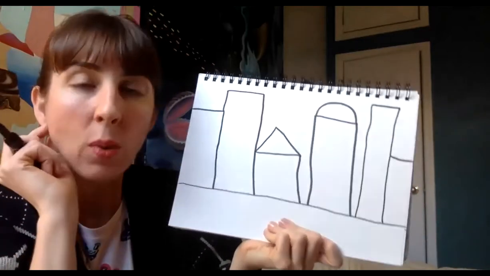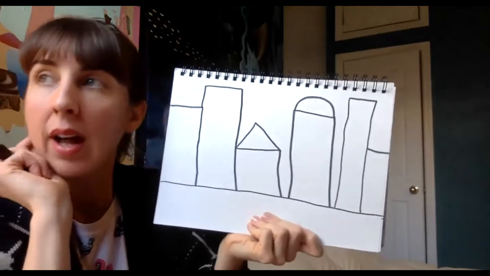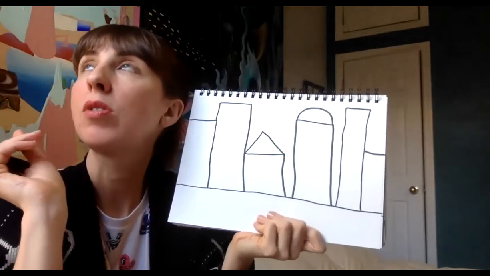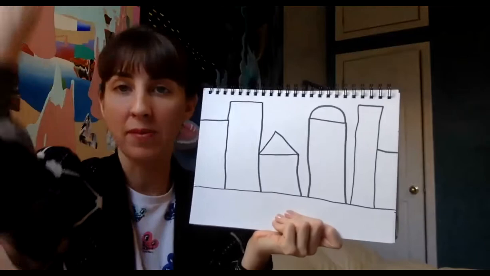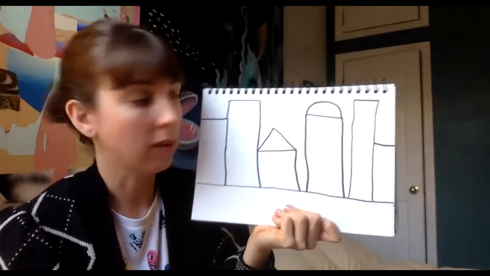Okay, now I'm going to add some windows. Now, what shapes are your windows? I have a window right in front of me here. It looks like two big squares on top of each other. What do your windows look like?